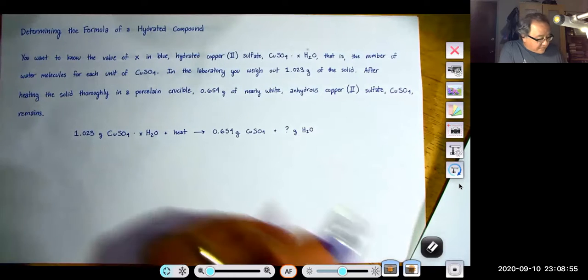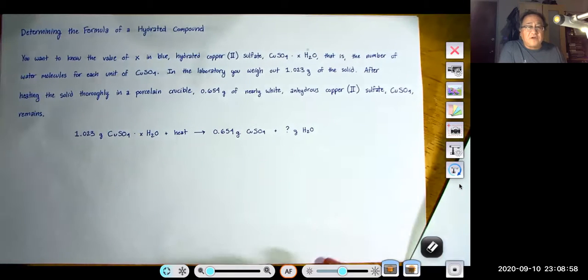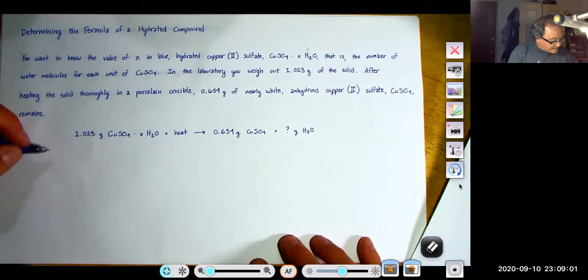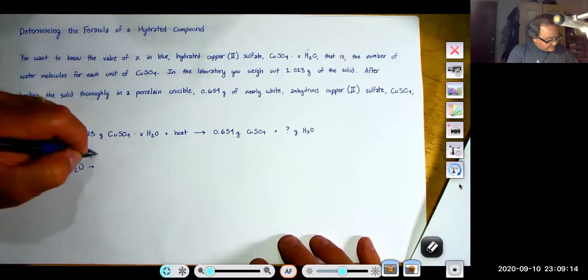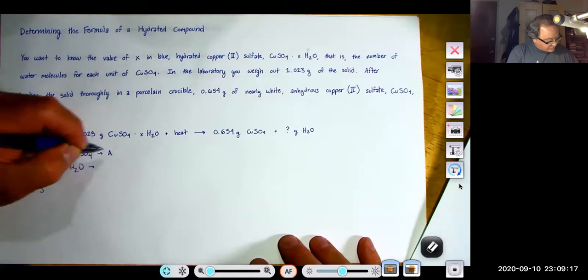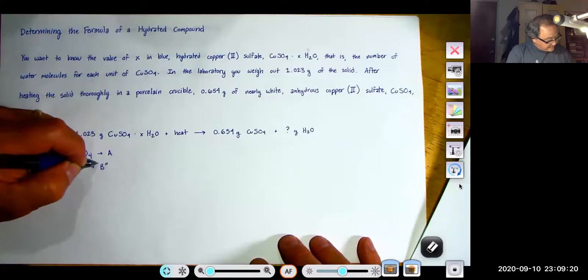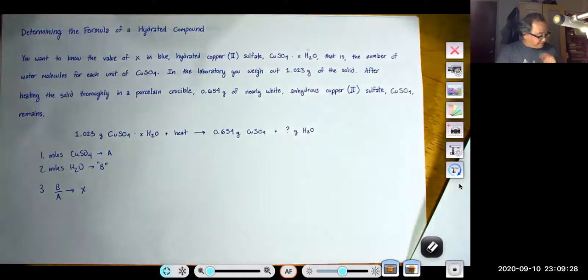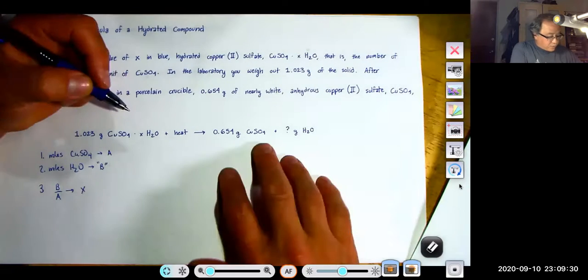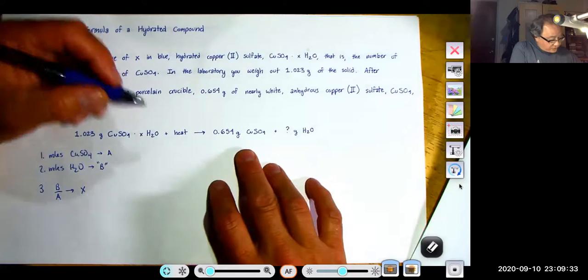We can take that amount here and figure out how many moles of copper 2 sulfate. So the tack here is to figure out the moles of copper 2 sulfate and then the moles of H2O. Let's call this A, and we'll call this B. Then we want to take B divided by A to get X, the value of X. So what do we get for the moles of copper 2 sulfate?